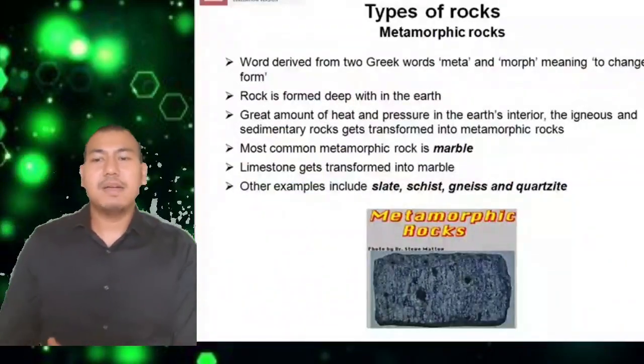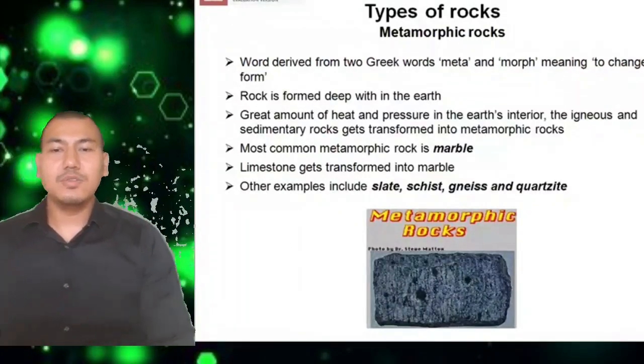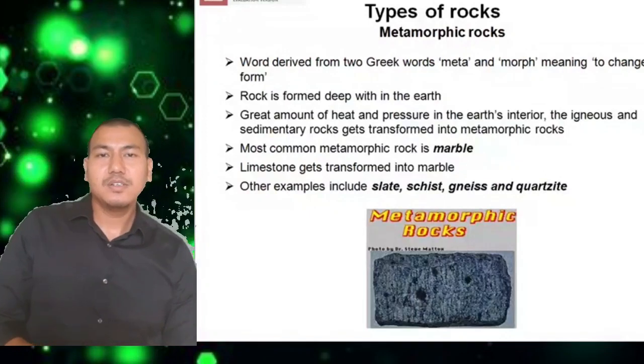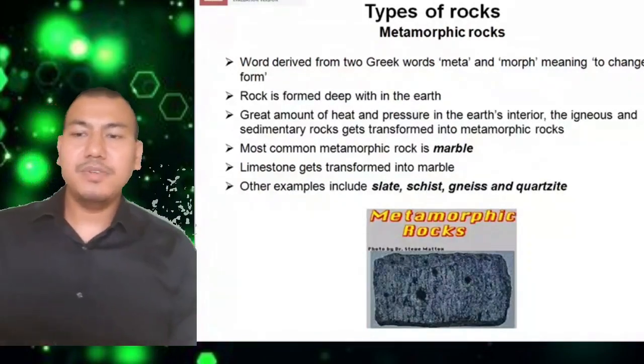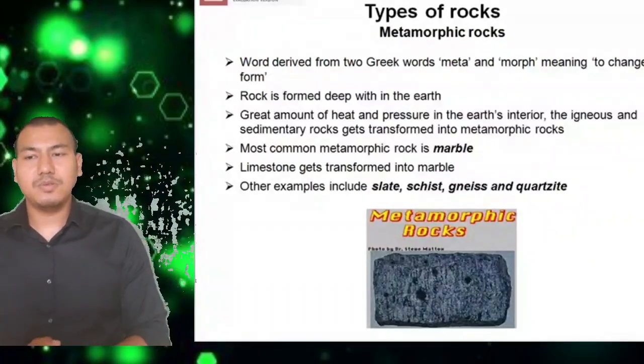Another is a metamorphic rock. The word metamorphic, meta means के हो भन्दाखेरि चाहिँ चेन्ज, to change form. मेटामोर्फ इज टु चेन्ज फर्म. So rock is formed deep within the earth. कहाँ हुन्छ भन्दा चाहिँ हाम्रो अर्थको भित्र हुन्छ यो.